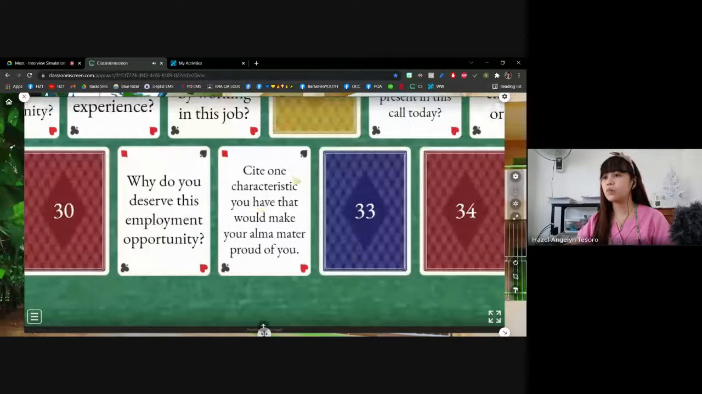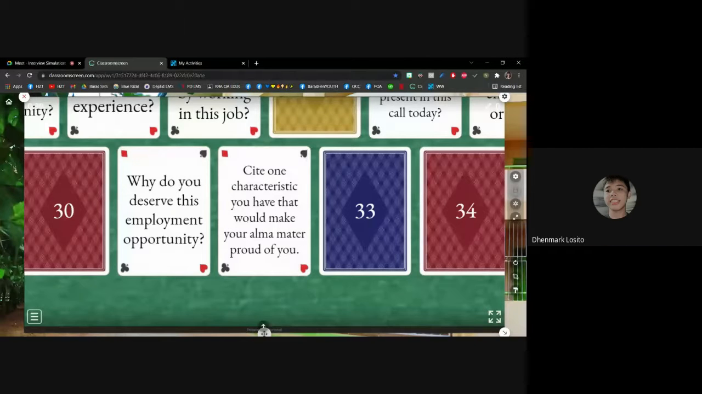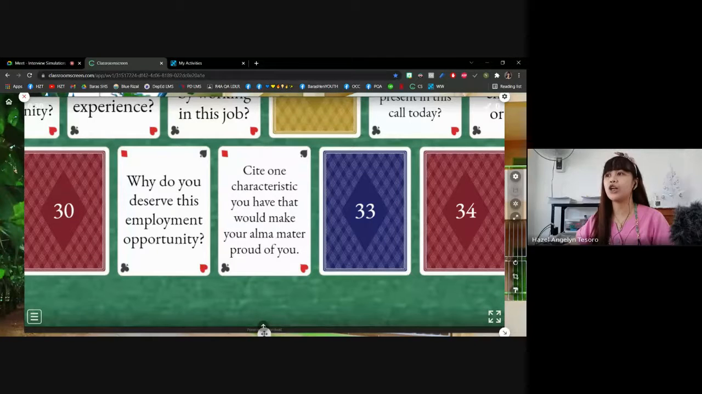Cite one characteristic you have that would make your alma mater proud of you. Alma mater, ano po? That's the school you came from. That would make your school proud of you.